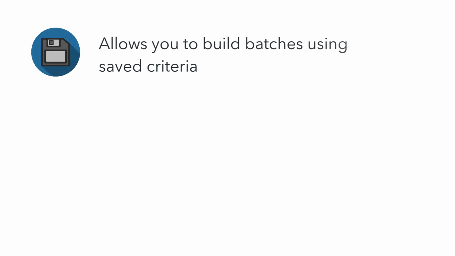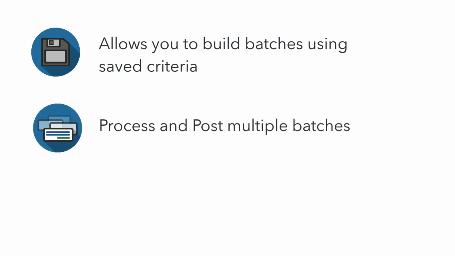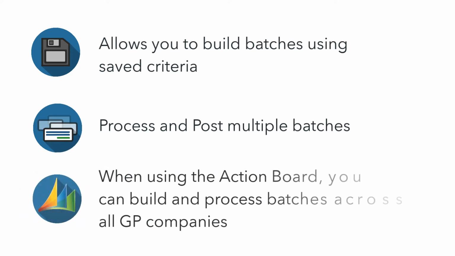This one location allows you to build batches using saved criteria you would normally have to recreate per batch in the Build Payment Batch window. You can also process and post multiple batches with the click of a button. Best of all, when using the Action Board, building and processing batches can happen across all your GP companies. Let me show you how it works.